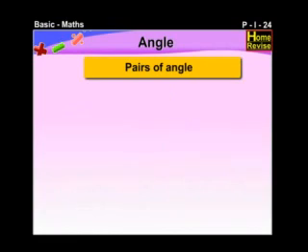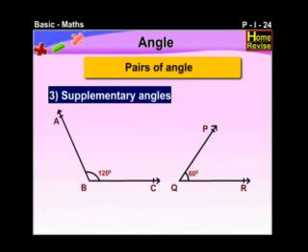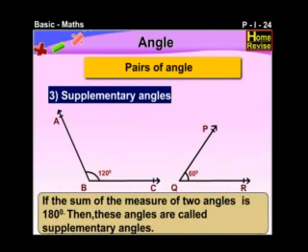Third pair of angles, supplementary angles. See the definition. If the sum of the measures of two angles is 180 degrees, then these angles are called supplementary angles.